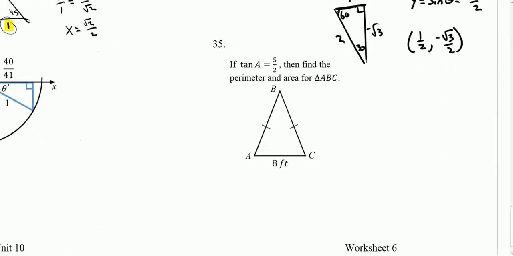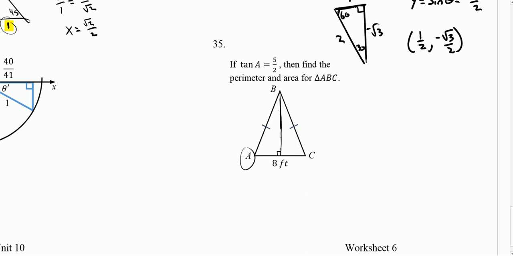35, last one here. Here we know that tangent of A is 5/2. So here's angle A, and we can only talk about tangent if we're working with a right triangle. So I'm going to draw the altitude. And if I draw the altitude, we know this is 90 degrees here. It makes a right triangle.